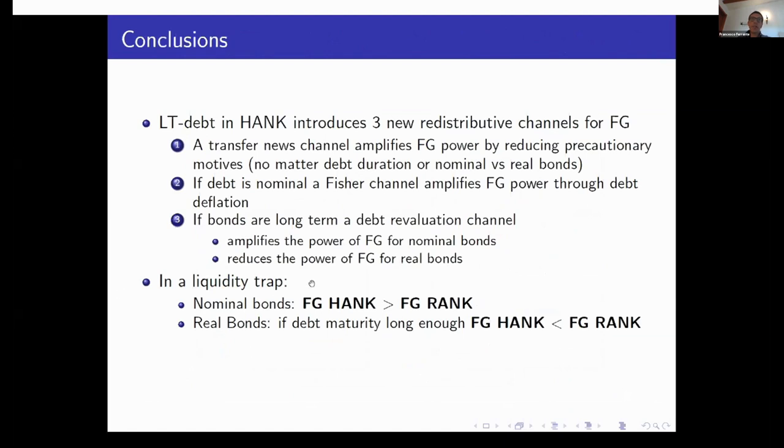And in a liquidity trap, all these three channels make the power of forward guidance stronger in HANK than in RANK, whereas for real bonds, if the maturity is long enough, this result can be overturned.